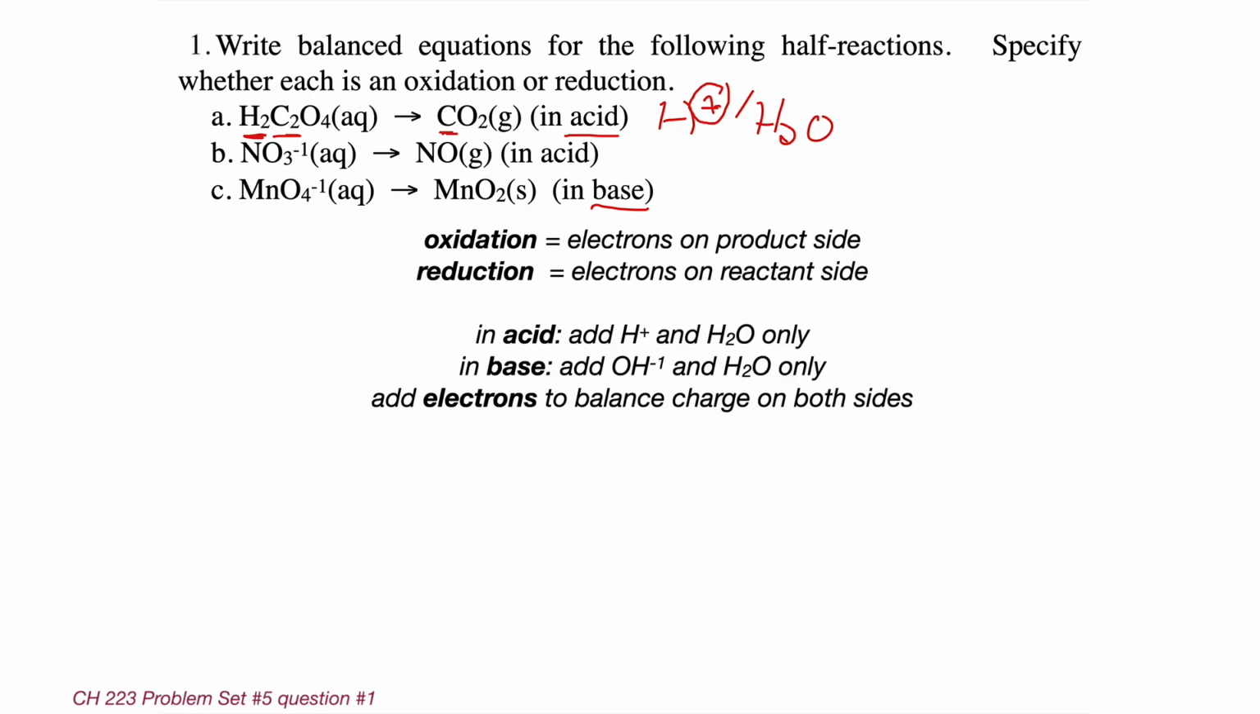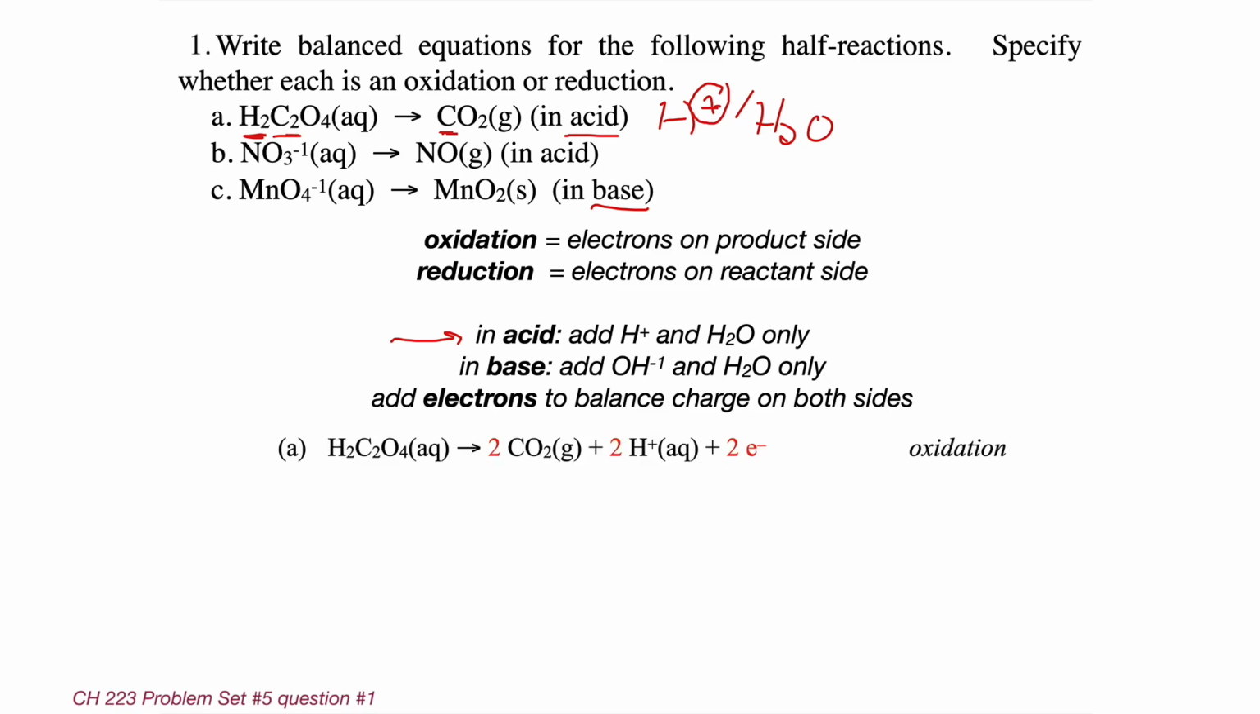Oxidation means electrons are on the product side. Reduction means electrons are on the reactant side. And again, it looks like on this one, the electrons will be on the product side, so this will be an oxidation. Also remember that for acids, you can add H plus and water only, and in base, you can add hydroxide and water only. And you'll add electrons on both sides.